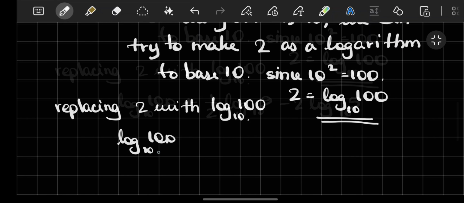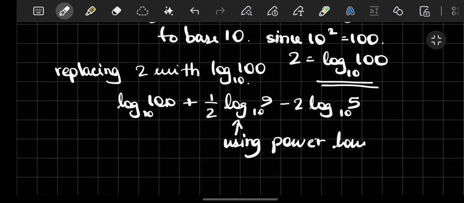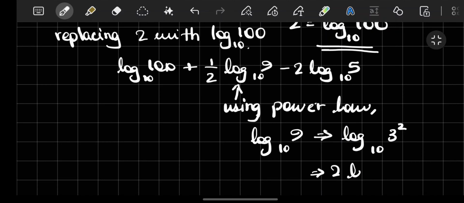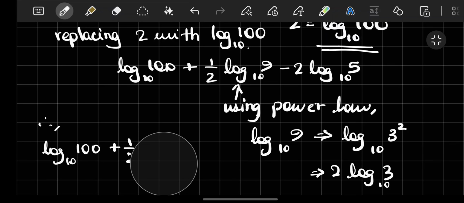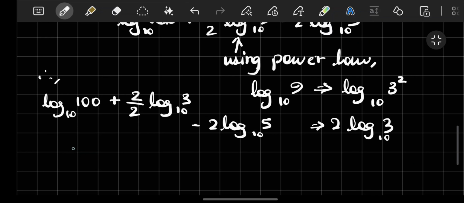logarithmic laws. Since the product rule can be applied with the same coefficients, let's try removing the half and 2 from the second and third terms respectively. Now think about it, how can we remove the half? Yes, the 9 is basically 3 square. So instead of log 9 to the base 10, I can write log 3 square to the base 10. This further becomes, according to our power rule, 2 log 3 to the base 10, so half of 2 log 3 to the base 10, and the 2 gets cancelled.